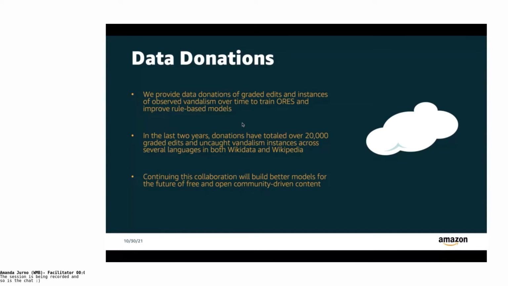Continuing this collaboration in the future will hopefully provide better models for the future of free and open community-driven content for both Wikidata and Wikipedia, and then by proxy, Amazon Alexa, so that we're able to surface the best information from these corpuses in a way that builds trust between Alexa, the community in general, and then folks that are users of our devices.